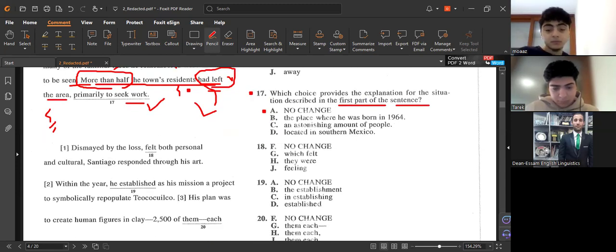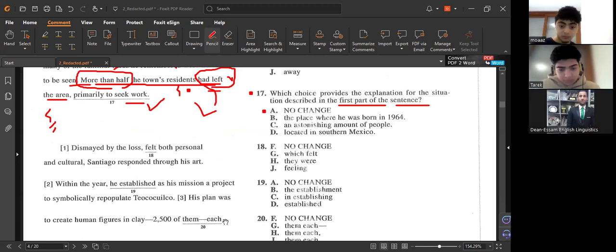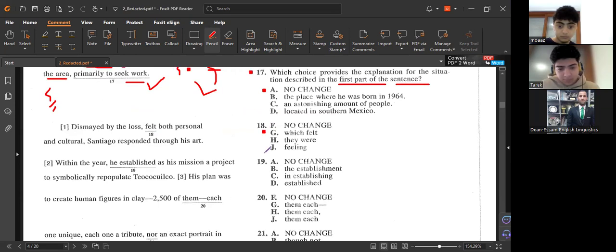Now number 18, what's yours? For number 18, I put G. Which felt? 18 J or G? No, G. So G, it's correct, yes. Number 19, I put D. 19 D, wrong. 19, it must be letter A. Let's try. Why it's letter A?